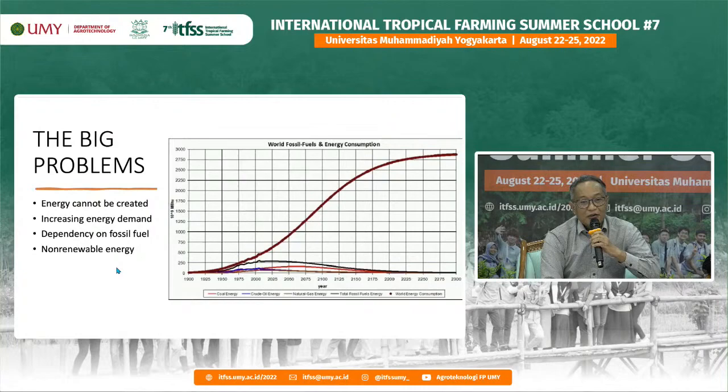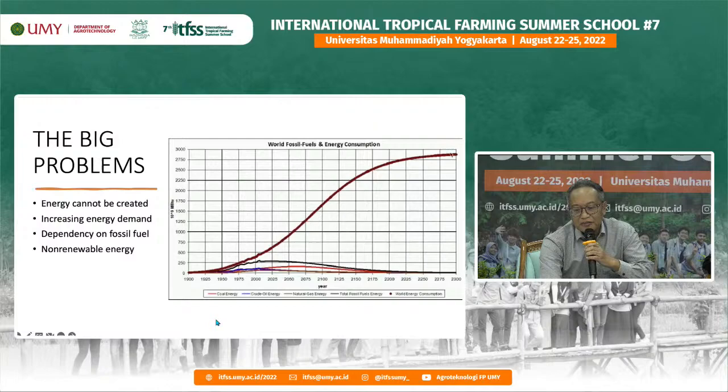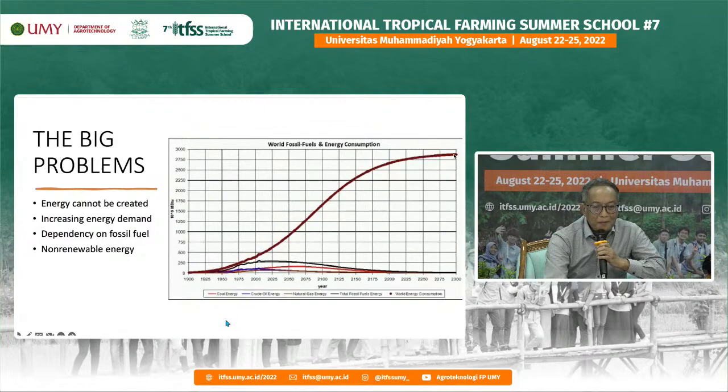Now we have increasing energy demand. We are now in 2022, around here, the gap between the supply and demand. This is the fossil fuel. This is the demand and this is the fossil fuel. The gap between demand and supply is big, and at the end of 2300 we almost have nothing for the fossil fuel, and the demand is very high. That's because we are very much dependent on fossil fuel. Fossil fuel is non-renewable energy, so we cannot get fossil fuel in a very short time.